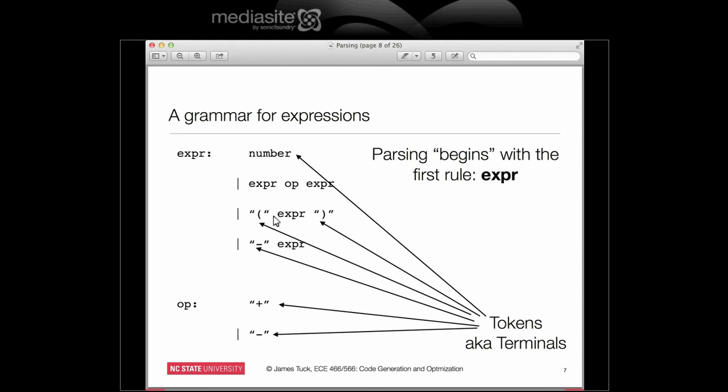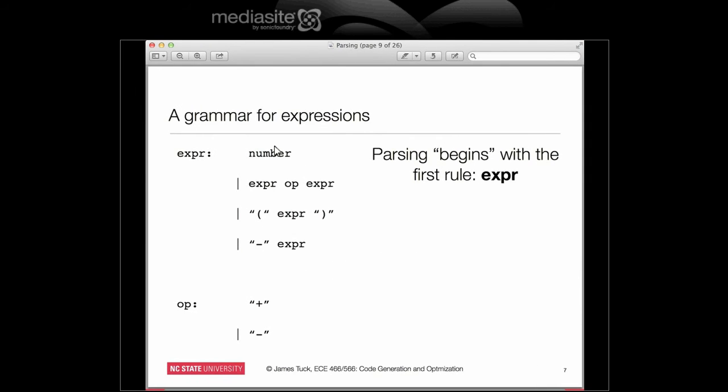Then we have a bunch of tokens, otherwise known as terminals. And these are things that come directly from the lexer, right? When the scanner or the lexer is analyzing a set of input characters, it's going to identify some as a number, some as a plus or a minus, or an open paren or a closed paren. These things are tokens. They're going to come straight in and be directly usable by the parser for whatever they are.